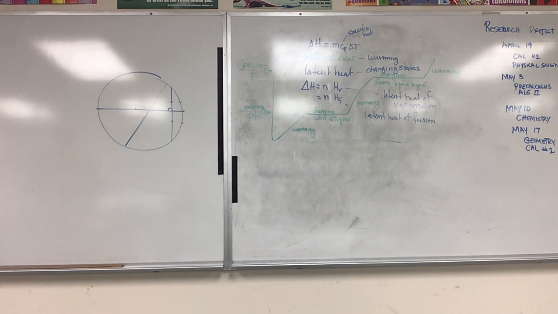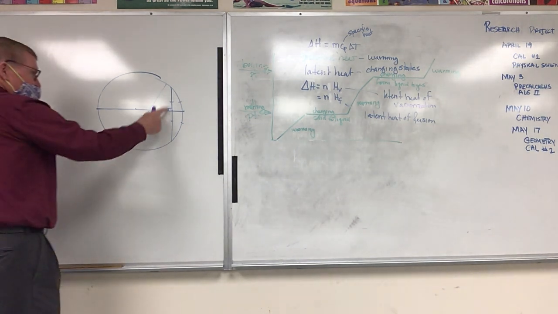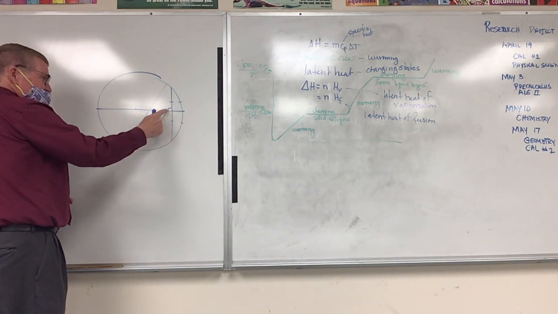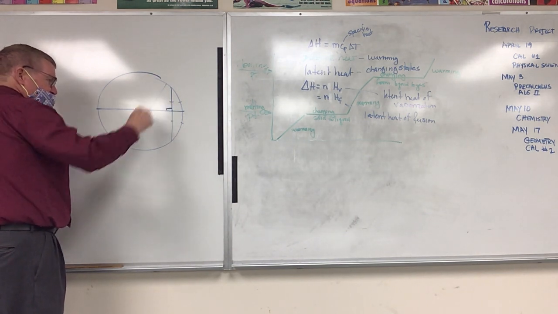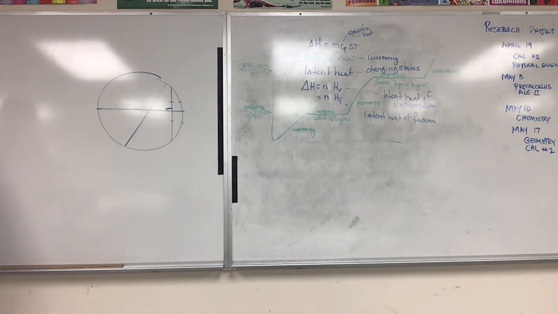Its converse: if a chord is bisected by a diameter, then it's perpendicular. So if I know that this chord is bisected, then I can conclude that these two segments are perpendicular. 12-8 and 12-9 are just converses of each other.